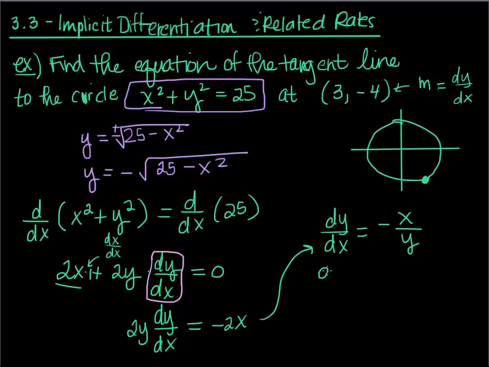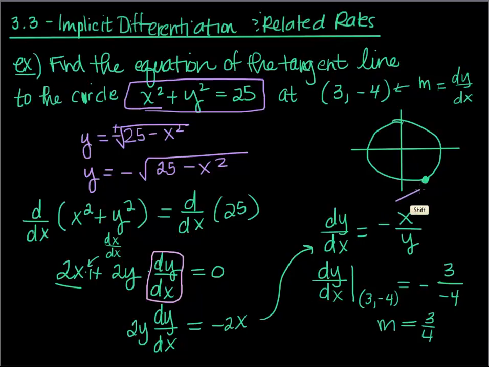So more specifically, what is the point that we care about? I want to evaluate dy/dx at the point (3, -4). So what does that mean? Where I see an x, I'm going to put 3. Where I see a y, I'm going to put negative 4. So those will cancel, and we get 3/4. That's the slope of my tangent line. And that kind of makes sense to me because it looks like this slope is positive, so it makes sense that it would be positive.